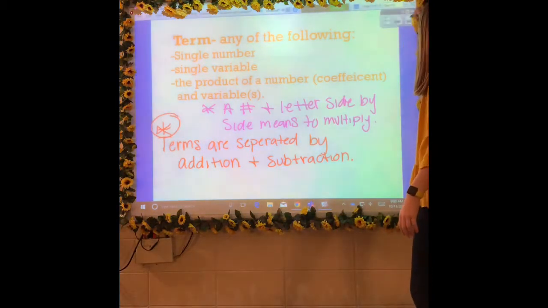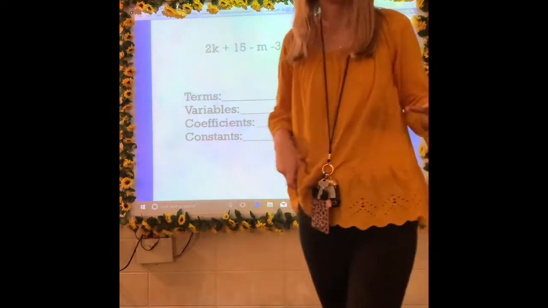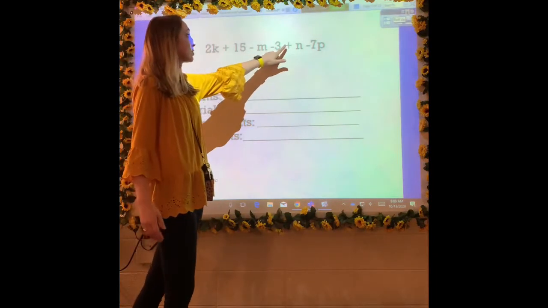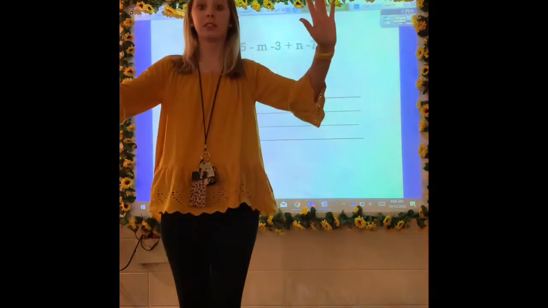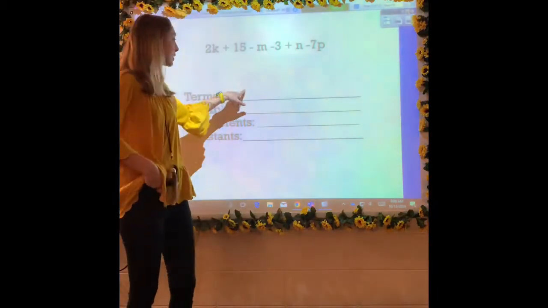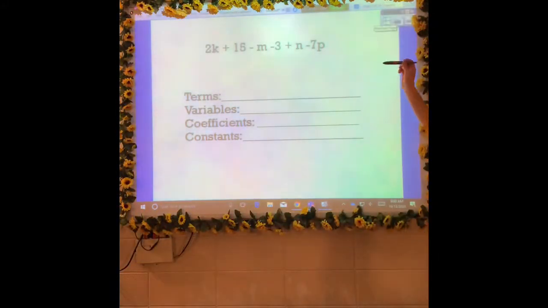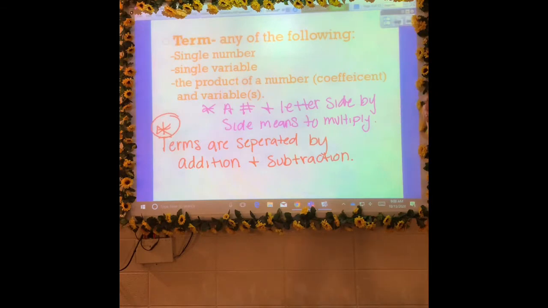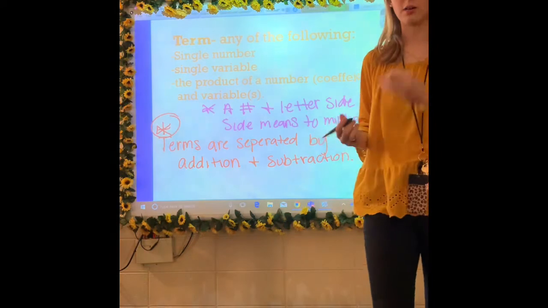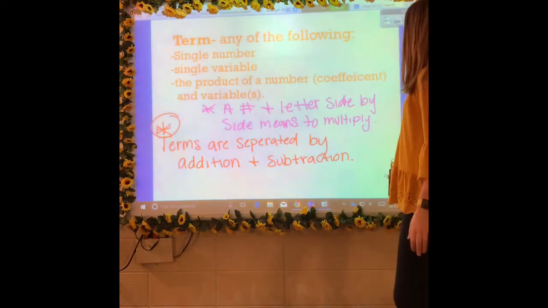So speaking of examples, let's look at this one. We have this really long, not fun, line of numbers: 2k plus 15 minus n minus 3 plus n minus 7p. That's a lot, but we're not doing any math with it. All we want to do is list the terms out. A term is a single number, a single variable, or the product of a number and a variable, a number and letter side by side, and terms are separated by addition and subtraction signs.